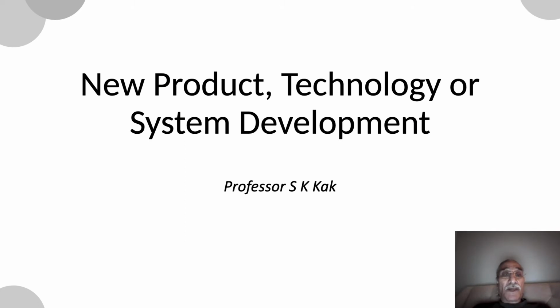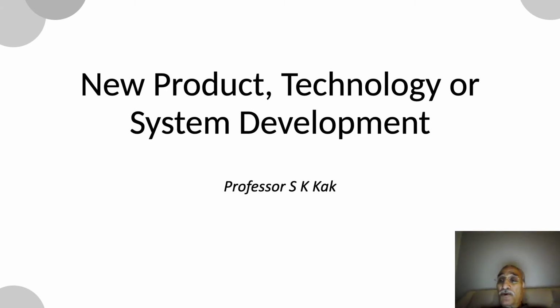Continuing with part 3, here we will discuss new product, new technology or system development, and will define how product development and technology development are different in terms of what kind of particular items are differing, and therefore what is the basis of defining product development and technology development.